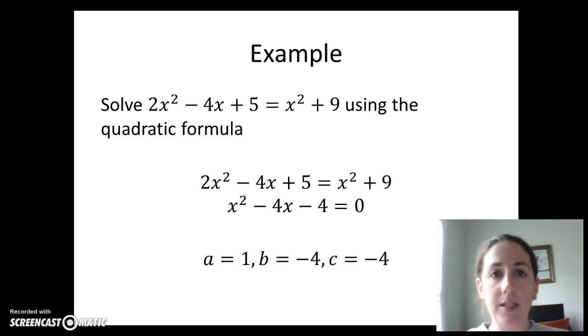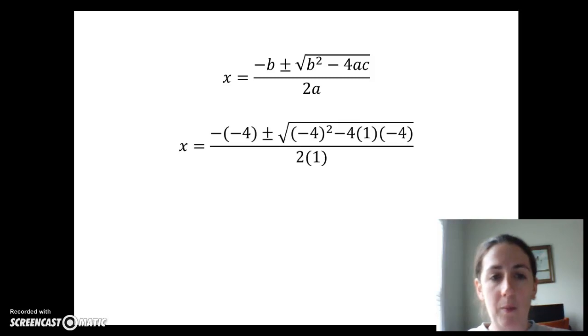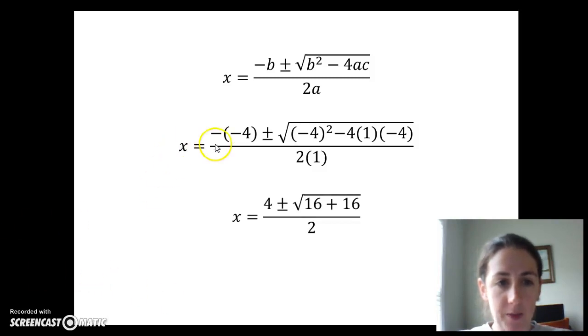Now that we know what a, b, and c are, we just plug them straight into the quadratic formula. So remember we said b is negative 4. So negative 4 plus or minus the square root of negative 4 squared minus 4 times a, which is 1, times c, which is negative 4, all over 2 times a, which is 1. So now we'll simplify. A double negative makes a positive. Negative 4 squared is 16. Negative 4 times 1 times negative 4 is 16, all over 2. Now 16 plus 16 gives us 32.